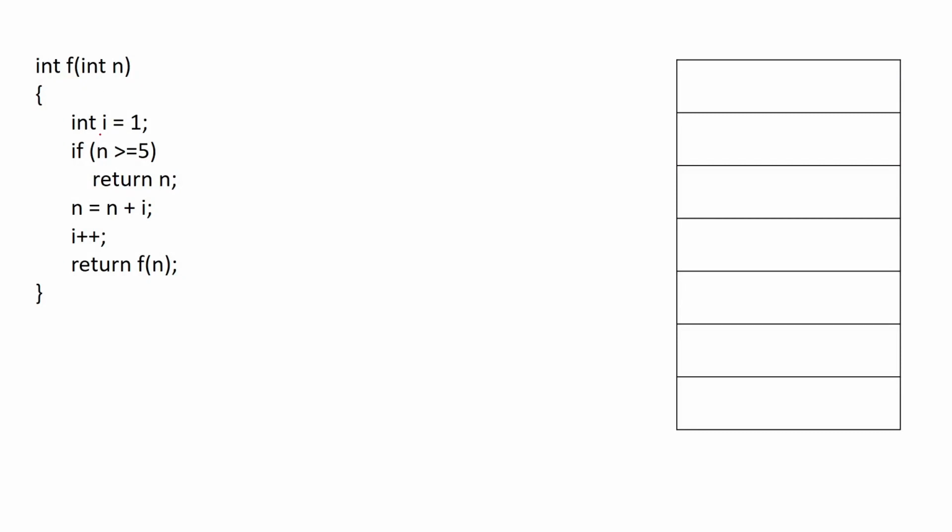So here is our code. To keep track of all the recursive calls, the compiler keeps track of all these things with the help of activation records inside the stack. And the stack is present inside your memory, right? So we will keep all the activation records inside this stack.